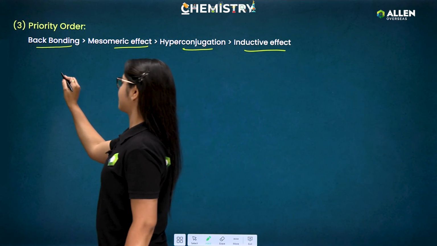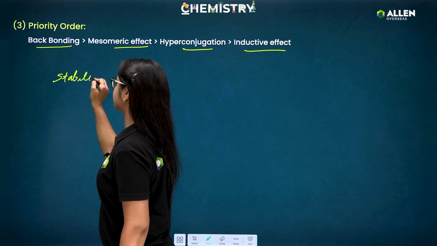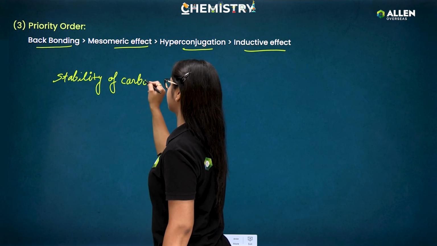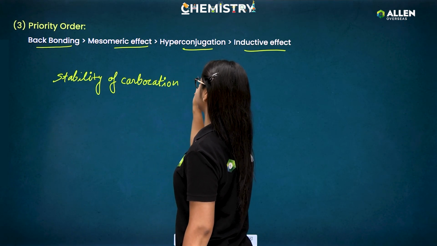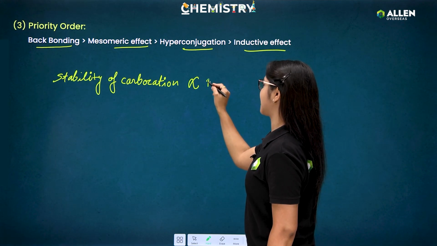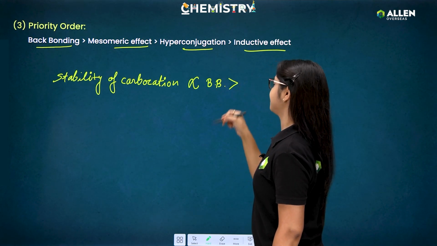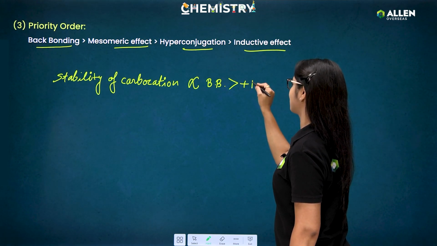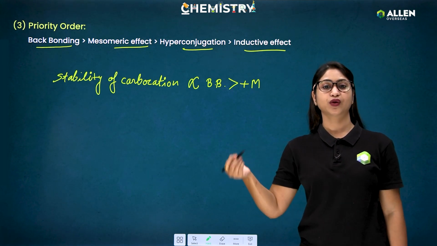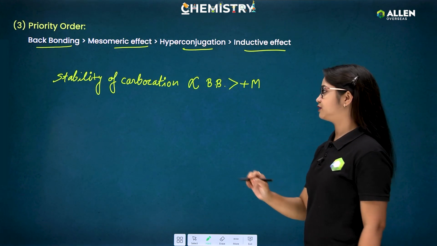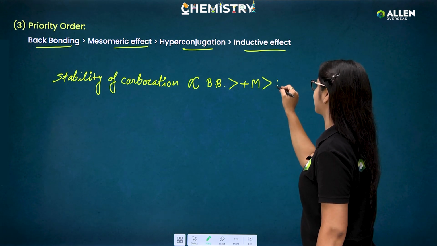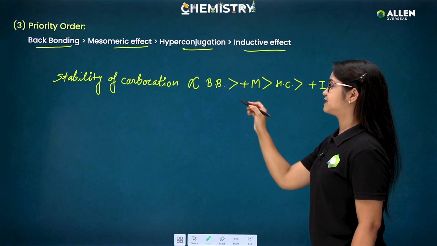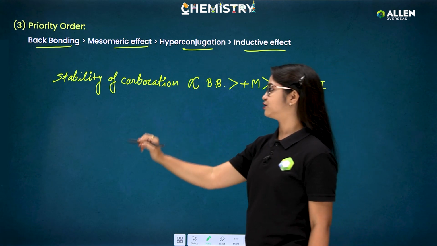For example, if I'm talking about the stability of carbocation, it will be directly proportional first of all to back bonding. If you have back bonding, that will be maximum stable. After that, you have mesomeric effect, and in mesomeric effect also, the plus M effect, which is electron donating effect, will make the carbocation more stable. After plus M, you have hyperconjugation effect, and then inductive effect, plus I effect. This will be the priority order for the stability of carbocation.